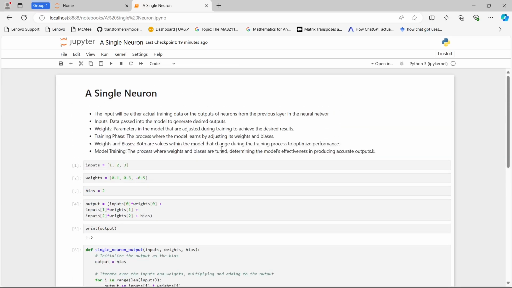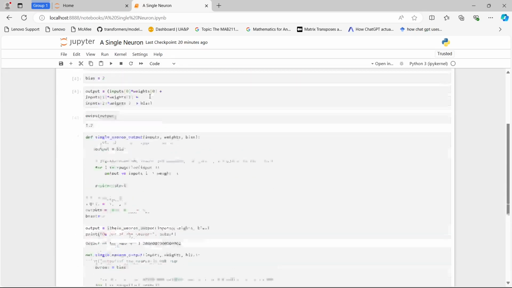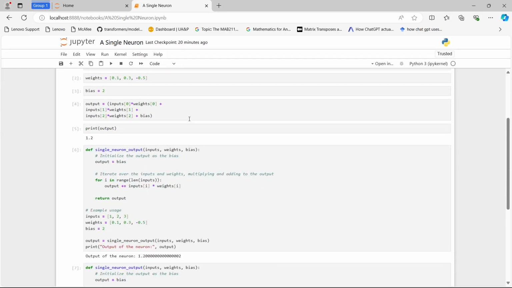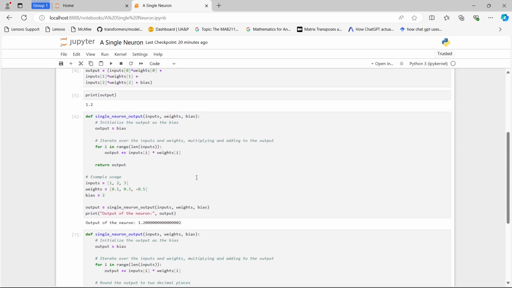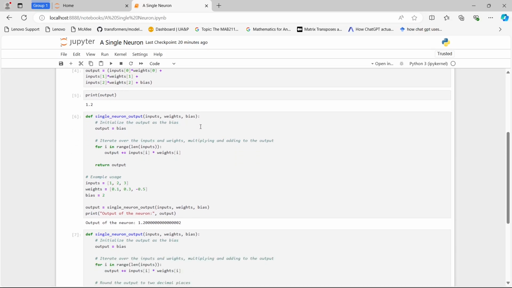Now it's very advisable to convert all of these things into a function, and then we have these results. So we have defined a single neuron output. Then we have these parameters: inputs, the weights, and the bias, because these are what we need in this function. Then we initialize the output as the bias, so output is equal to bias. Then we iterate over the inputs and weights, and we multiply and add to the output.